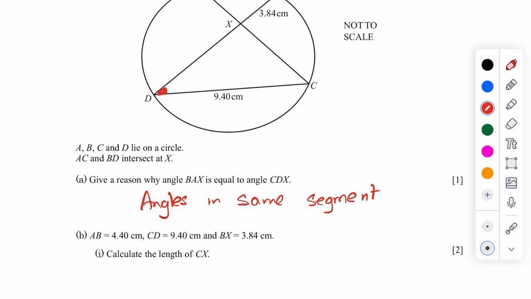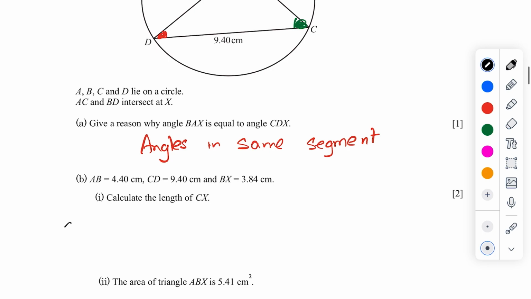So this is nothing but what? Angles in the same segment. AB is 4.4 and CD is 9.4. BX is 3.84. Calculate the length of CX. So again, those two red color angles are equal. Similarly, these two green color angles will be equal because they are angles in the same segment, and the blue color angles are equal. They are vertical angles. So I'll redraw the triangles to know which sides I have to divide. Otherwise, you will be getting a wrong answer.